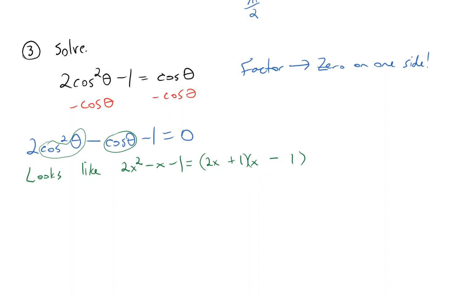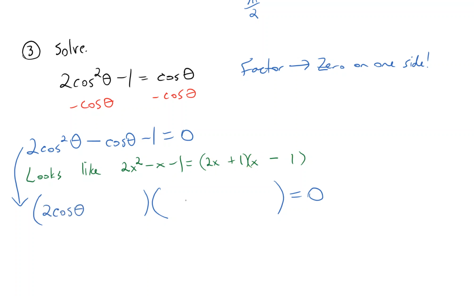So what this means is if I rewrite my blue equation using this, I can factor it the same way as I did this, but instead of x, use cosine of theta. So this turns into 2 cosine theta, and this turns into cosine theta, right? 2 cosine theta and cosine theta. And you can see if you multiply those together, you get 2 cosine squared theta.